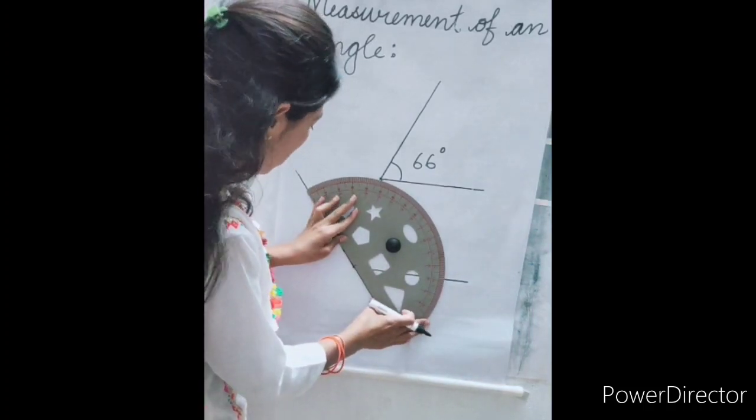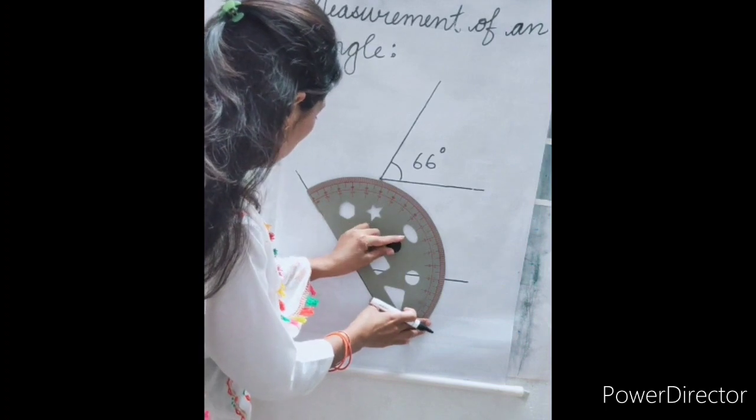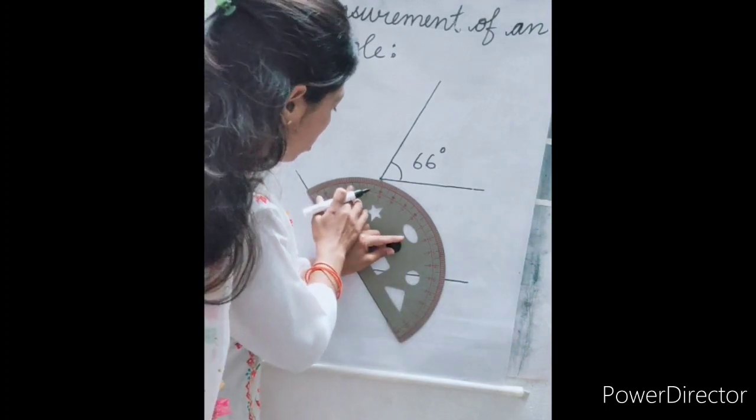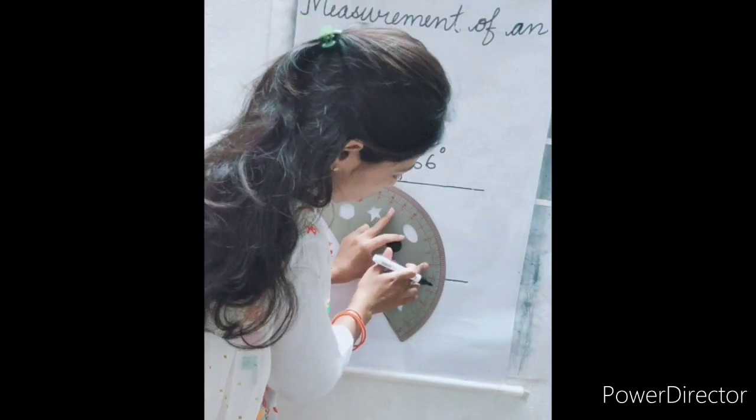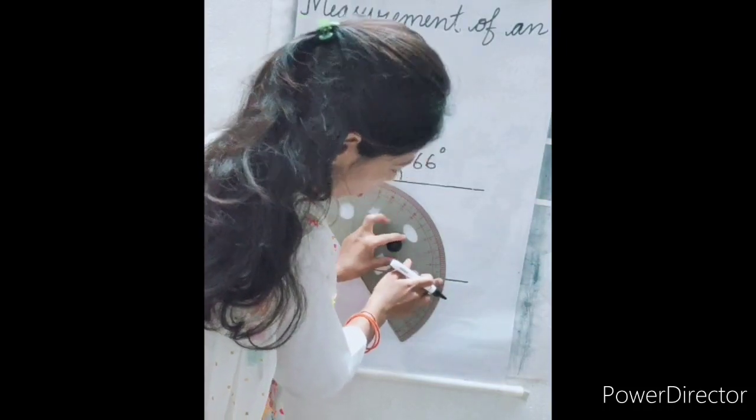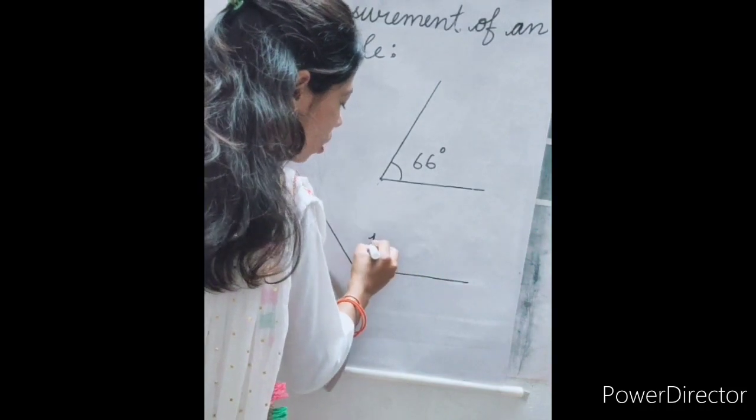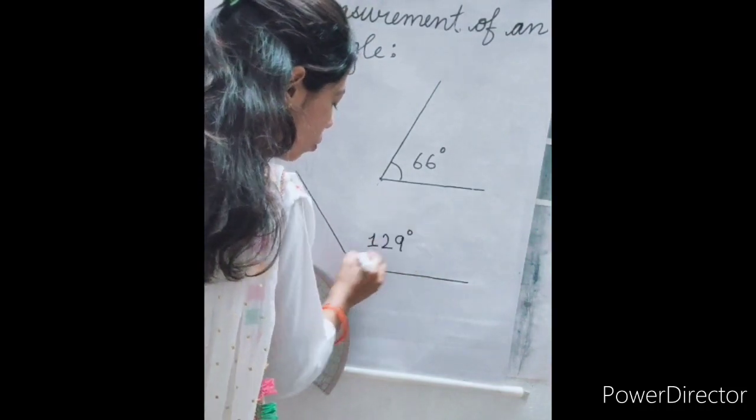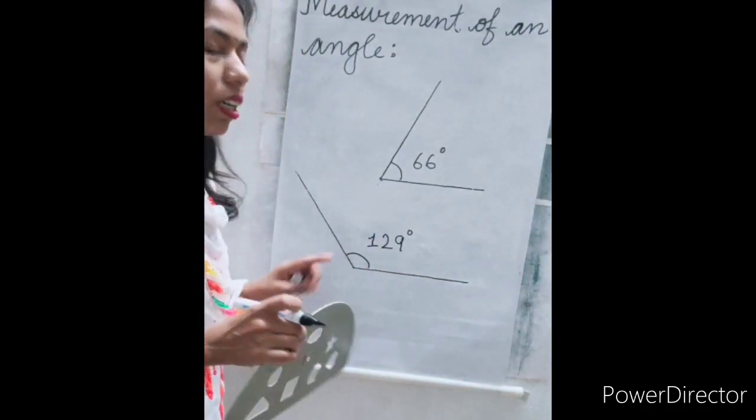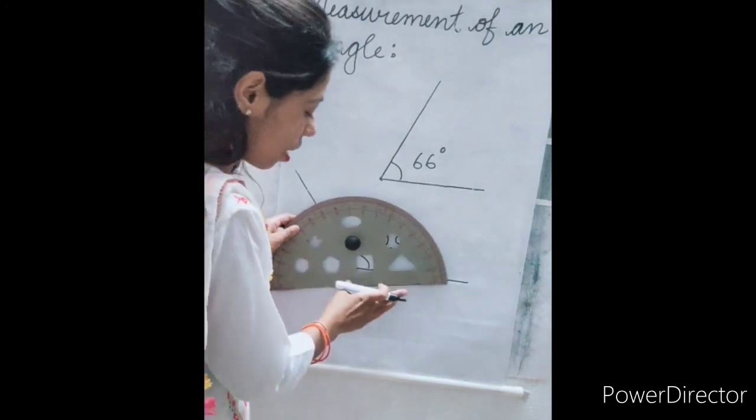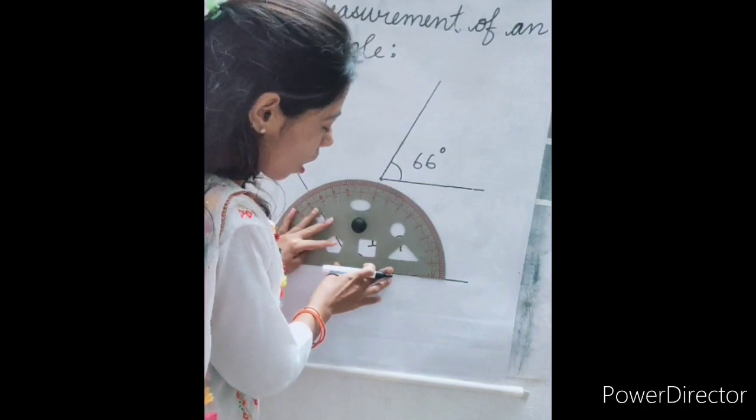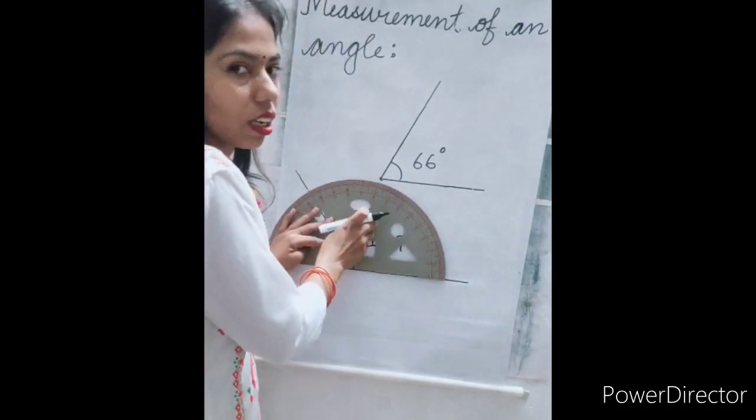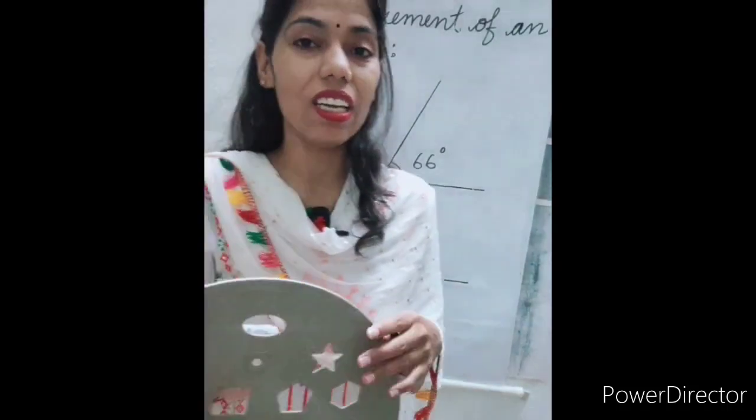It moved a little bit. Now we will measure it: 0, 10, 20, 30, 40, 50, 60, 70, 80, 90, 100, 110, 120, 125, 129. It is 129 degrees. The degree of this angle is 129 degrees. If I measure this angle from this side or from this arm, I will get the same degree. There will be no change in degree if we measure it from any arm.